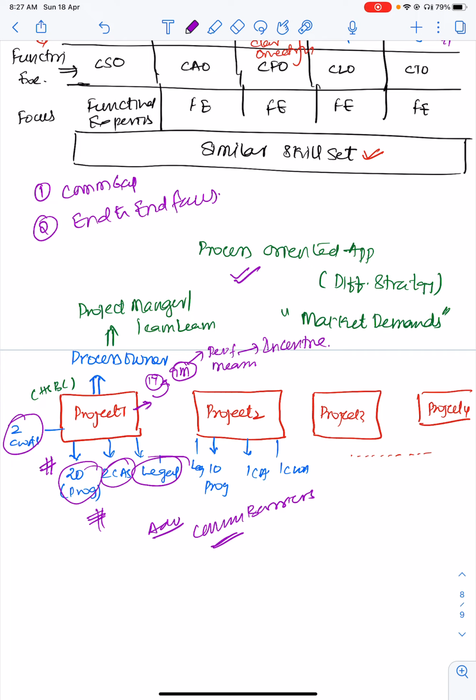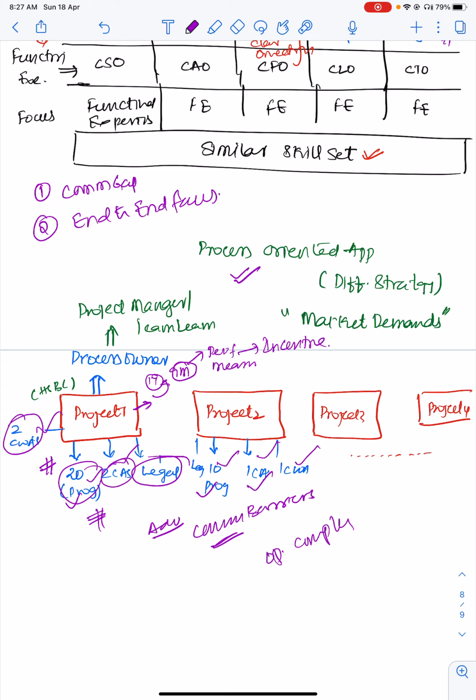Now, what is the weakness in process oriented approach? If you see, there is a repetition of expertise. So here 20 programmers, here 10 programmers, here 2 CAs, here 1 CA, here 2 CWAs, 1 CWA. So there will always be a repetition of expertise. That is one disadvantage. And second, operational complexity, because we need to manage these many projects and processes, like account, finance, they need to work together. So it's very difficult to adopt this particular process.